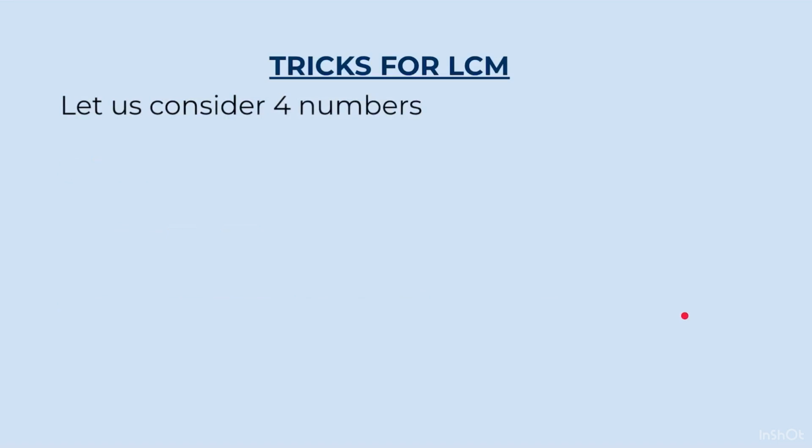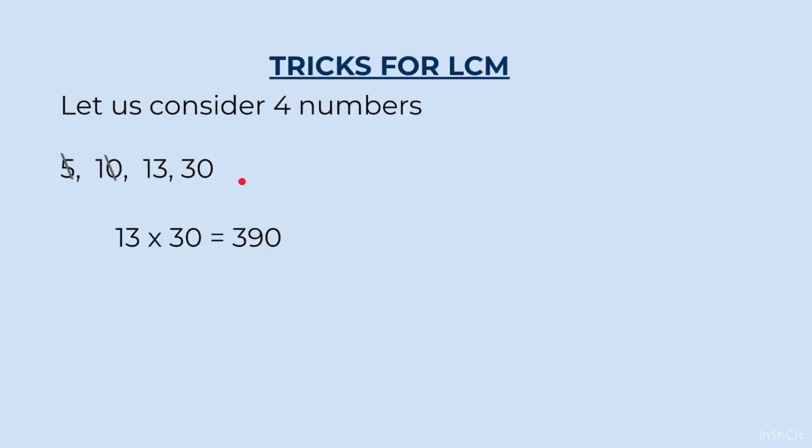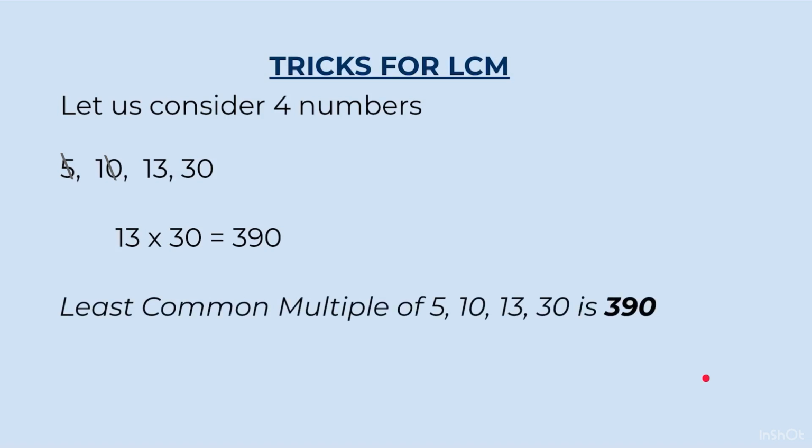Now let us take yet another example. 4 numbers: 5, 10, 13 and 30. Here also, if we look at the greatest number, 5 and 10 are divisible by 30. 13 is not divisible by 30. But 13 is a prime number, so you don't have to go any further. Now we will just multiply 13 into 30. You will get 390. 390 is your LCM.